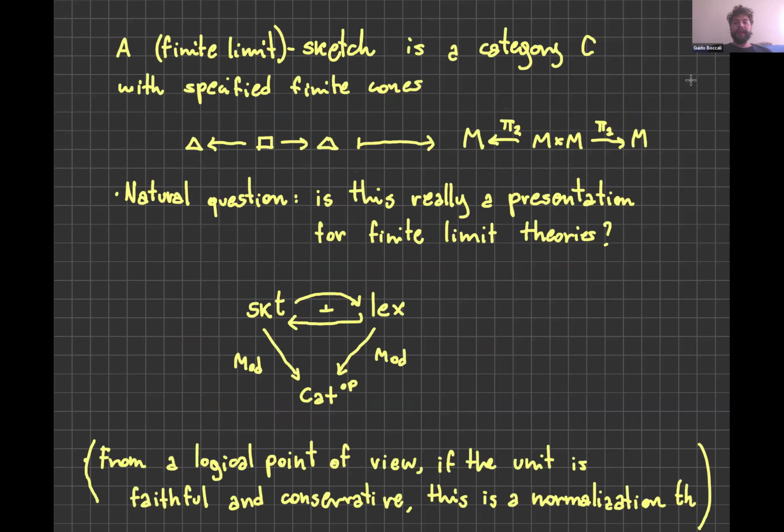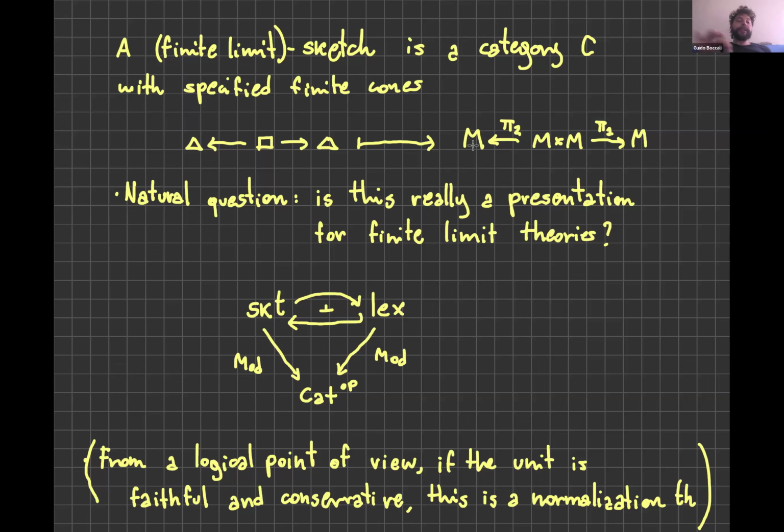A finite limit sketch is a category C with specified finite cones, whose intended interpretation is to be actual limits. For example, if I have a little square and two triangles with two intended projections, and I declare this to be a specified cone, I want a model to turn the square into a product of the interpretation of the triangle and the two maps into projections. So the very first question that one comes up with is: is this really a presentation for finite limit theories? And if you look a little closer at this question, you're just asking, is there a biadjunction between the 2-categories of sketches and the 2-categories of lex categories, which is actually a reflection, that leaves over the model functor of the 2-categories?